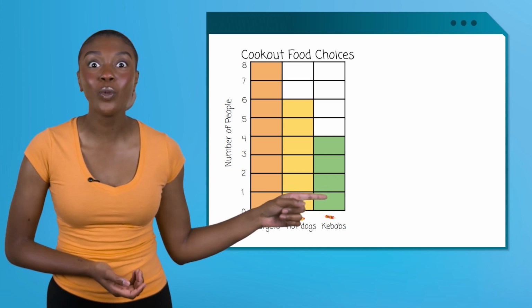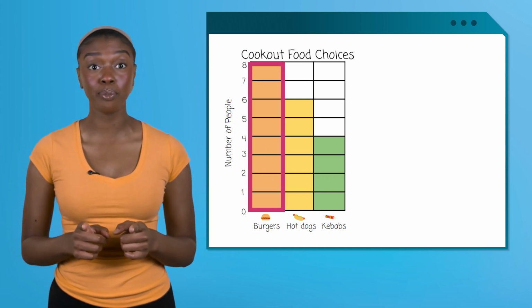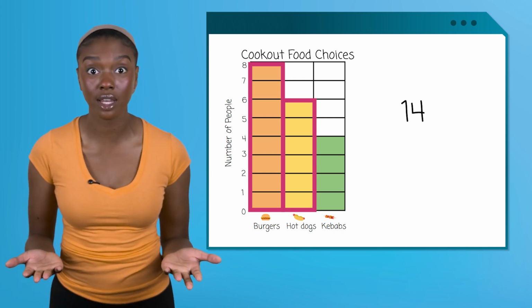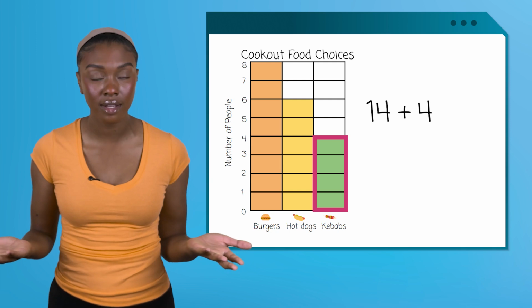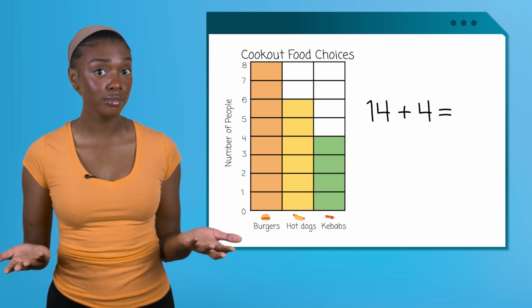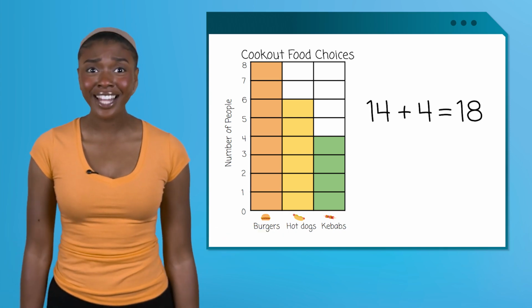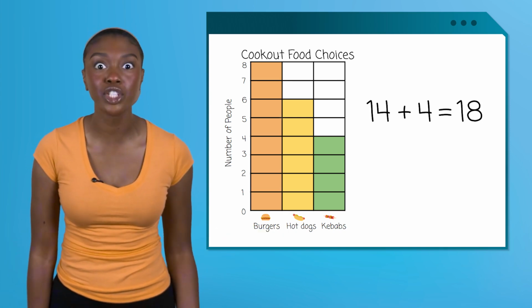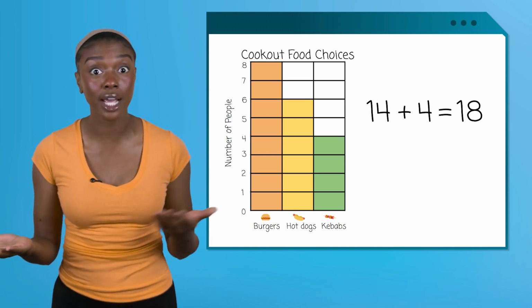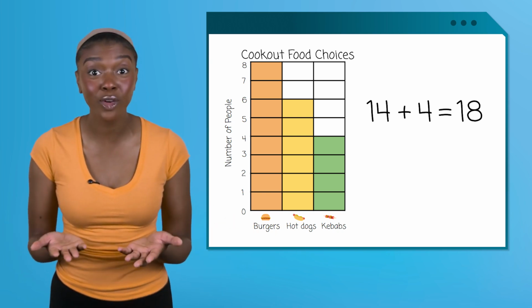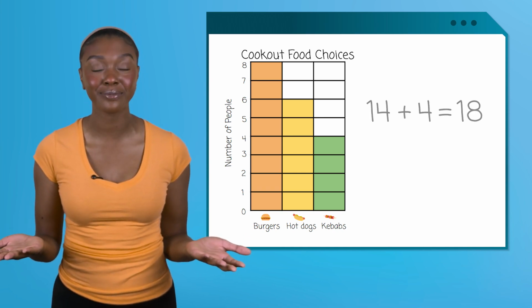I know. We can add all the totals together. We just added the total of the burgers and hot dogs, which was 14. Now we can add the total from the kebabs, 4. How many people total? 18 people. Wow, I didn't realize how much information we could pull from just one graph. We figured out which foods were most popular and least popular, added 2 categories together, and found out how many total people came to the cookout.